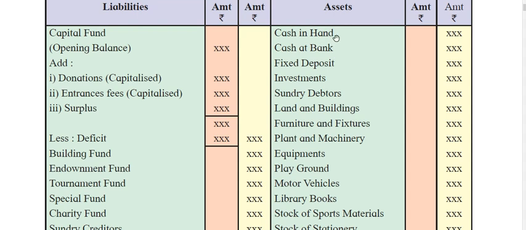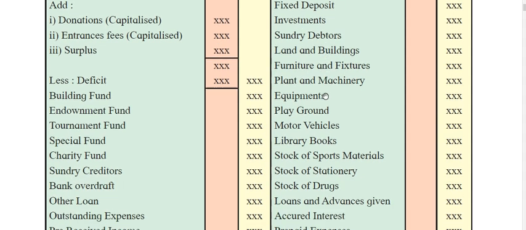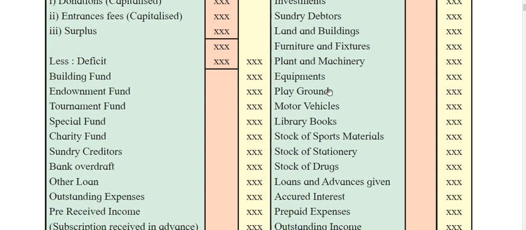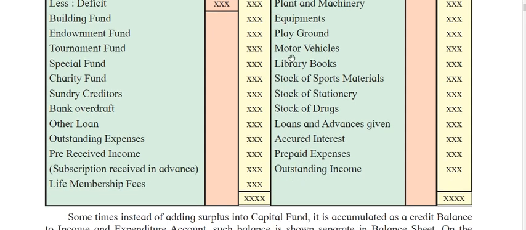And on the asset side, what are the entries coming? Cash in hand, cash at bank, fixed deposit investment, sundry debtors, land and buildings, furniture and fixture, plant and machinery, equipments, playground, motor vehicles, library books, stock of sports material, stock of stationery, stock of drugs, loans and advances given, accrued interest and prepaid expenses.